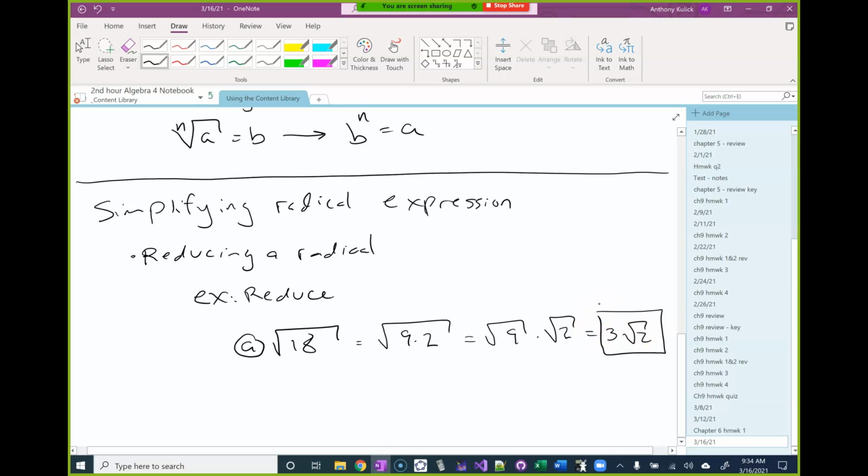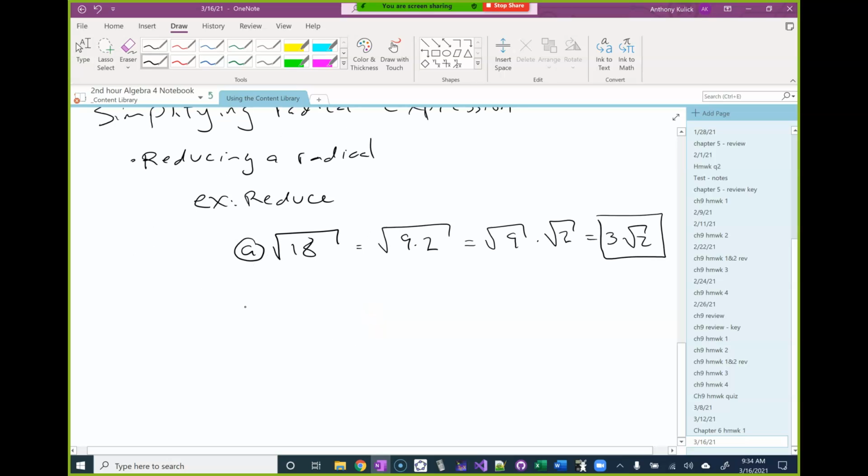So the goal here is to basically take something and take out all the perfect squares or the perfect cubes or the perfect powers that we can. Does that feel okay? Let's do some more examples of doing this, but this is ostensibly what we're going to be working on.